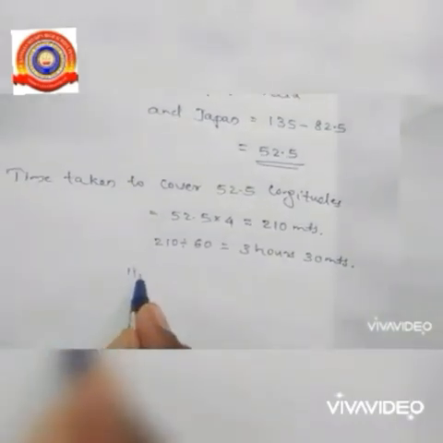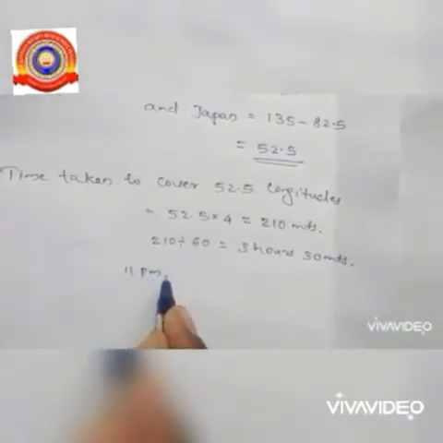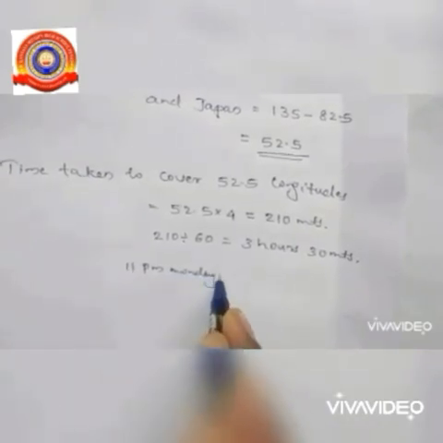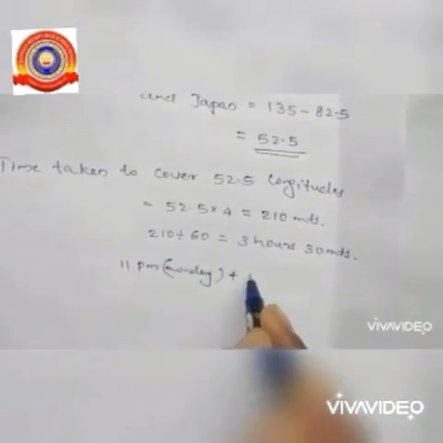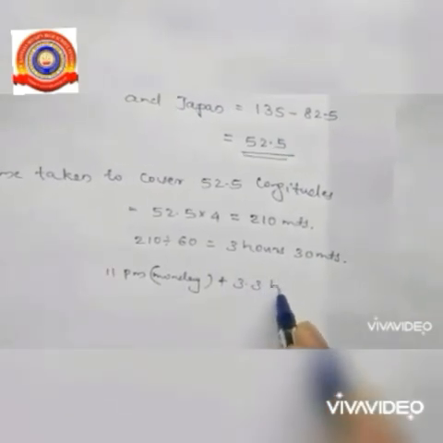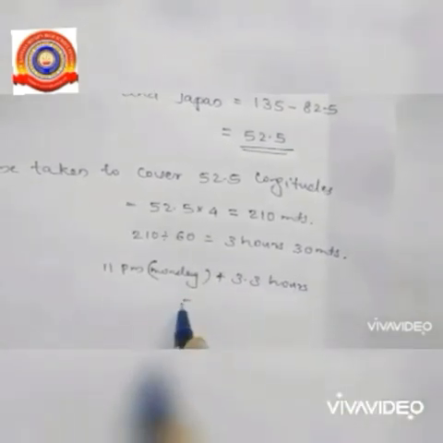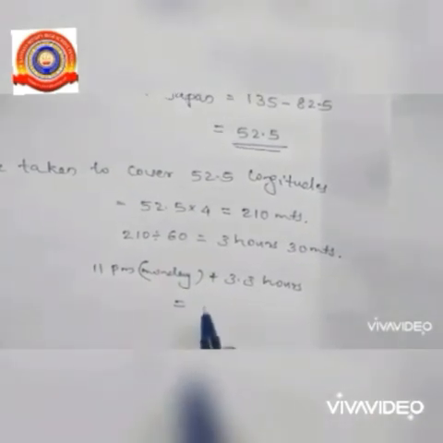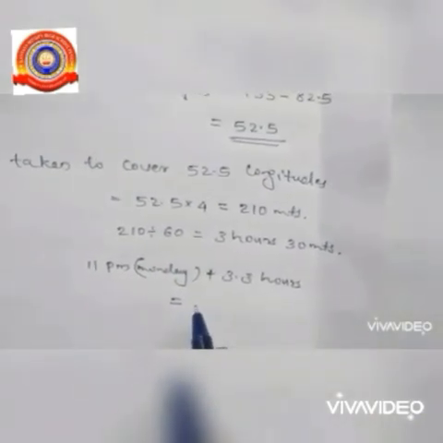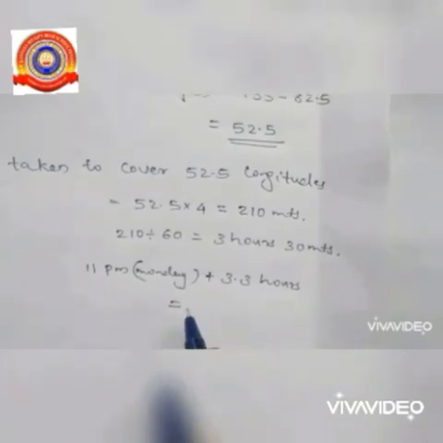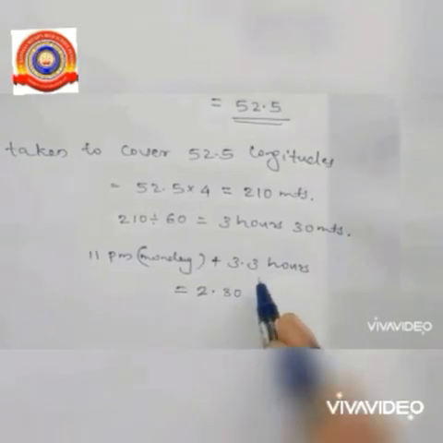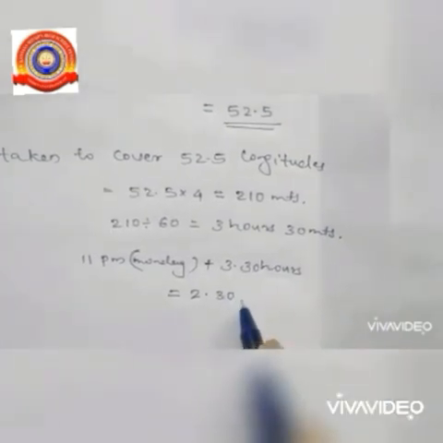Here, India's time is 11 p.m. on Monday. So we add 3 hours 30 minutes to 11 p.m. So the time in Japan will be 2:30 a.m. the next day after Monday. That is Tuesday. Okay, have you understood?